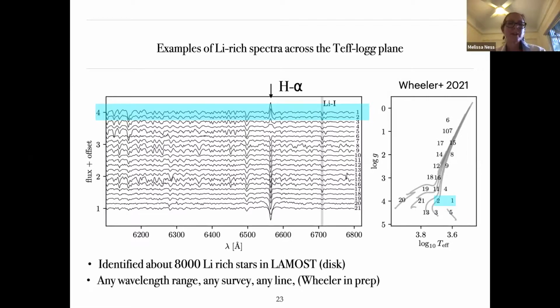Where we're taking this work is to look at any wavelength region, any survey, any line, that we think is a valuable systematic approach to outlier determination, that we're particularly interested in applying to the stellar halo.